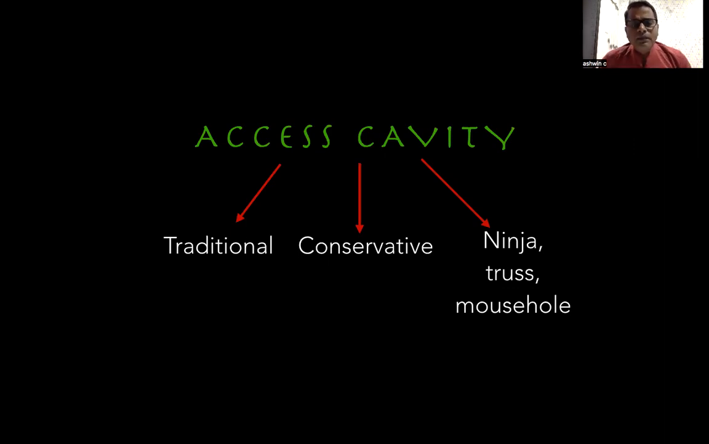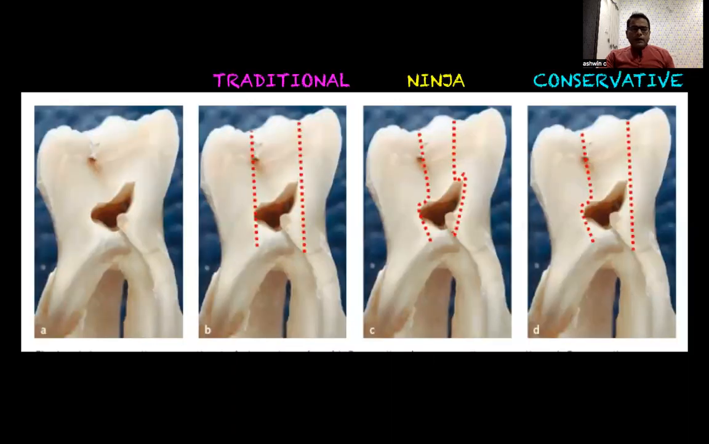Now coming to the access cavity, there are three different types of access cavities. First is called the traditional, then the conservative, and then there are small cavities called the ninja, truss access, or mouse hole access. Now these three accesses are actually irrelevant for me. I'm practicing for so many years. If you ask any person in the world who is doing good endo, he will never advise you to just go for the miniature accesses. So what are the different accesses?